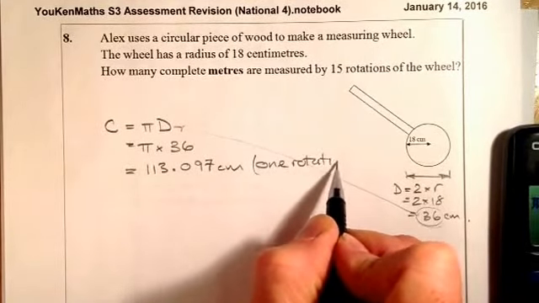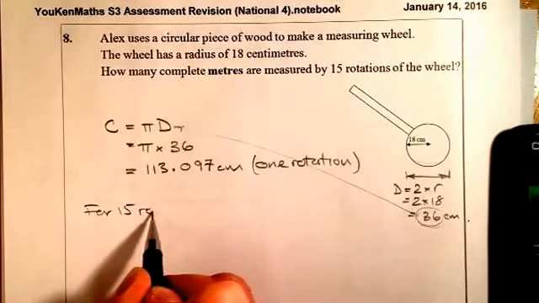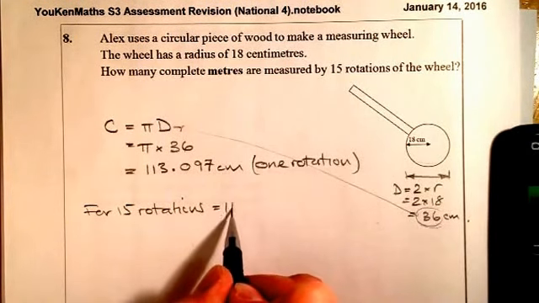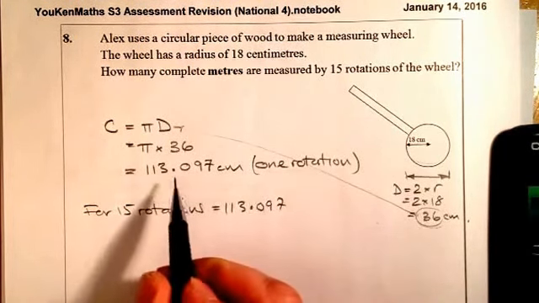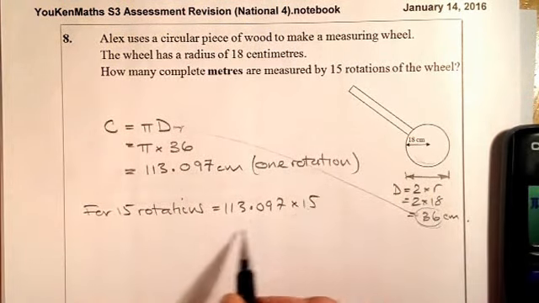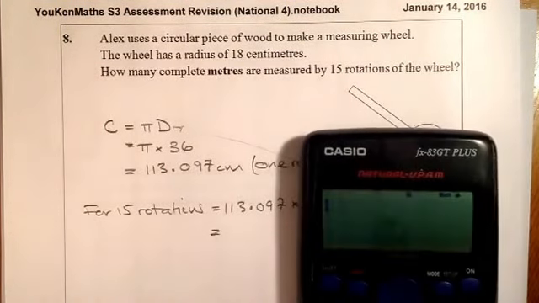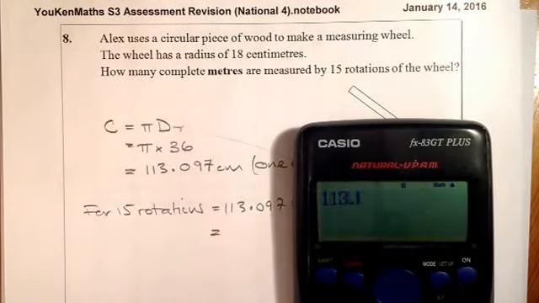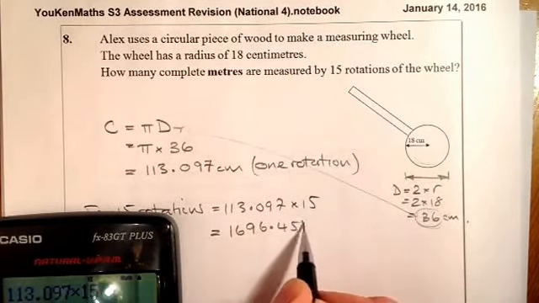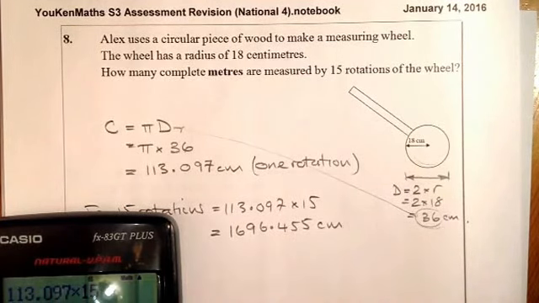Okay, but what I wanted was 15 rotations, so for 15 rotations I'm going to calculate 113.097, which is the distance all the way around the wheel for one turn, times it with 15, that will give me my final answer. Let's have a look at that. So 113.097 times by 15 on my calculator gives me 1696.455, that's going to be centimetres.